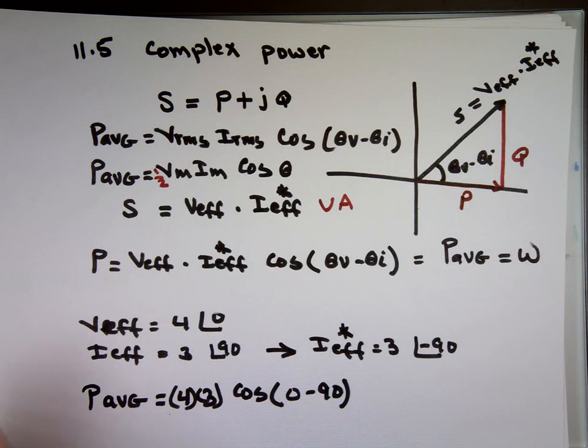Q actually, so P is the average power. So S is the apparent power or complex power. P is the average power. And Q is called the reactive power. Let me put on a clean sheet.